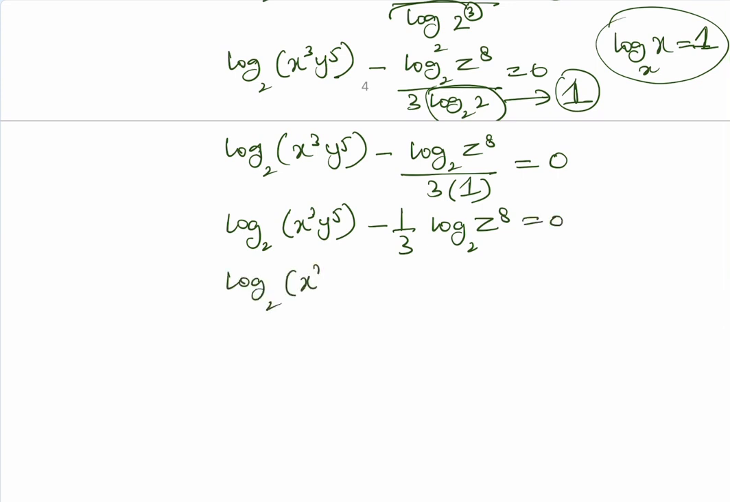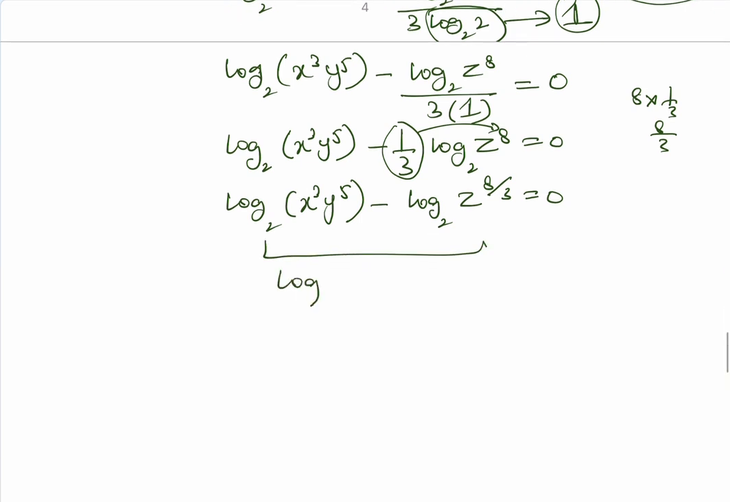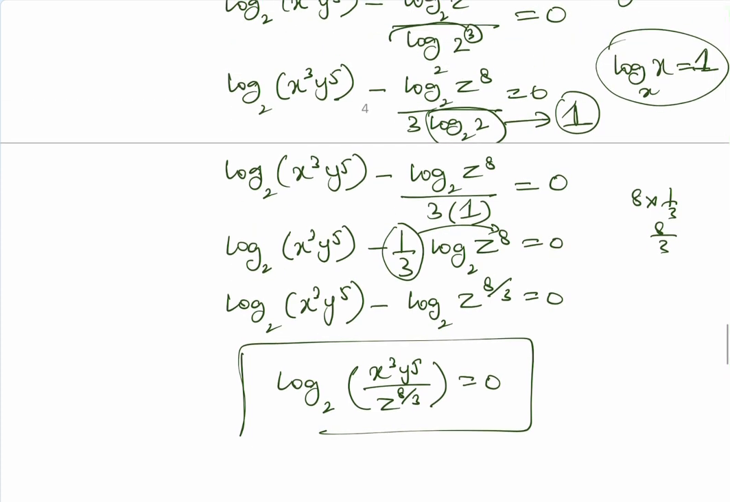Log base 2 of x cubed y5 minus, I can make this coefficient a power. So when it goes there, 8 times 1 by 3 would be 8 by 3, right? So log base 2 of z to the power 8 by 3 equals to 0. When two things are being subtracted here, I'm going to put them in division. This is log base 2 of x cubed y5 over z to the power 8 over 3 equals to 0, right? So you can see we have simplified this particular equation from here till here using change of base. So if you know all these things that I've told you, logs should be very easy for you.